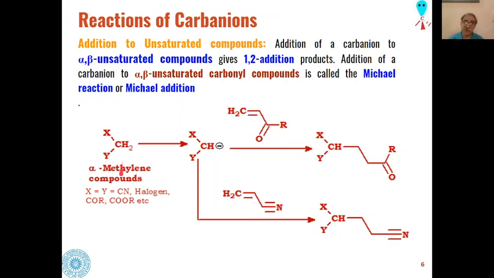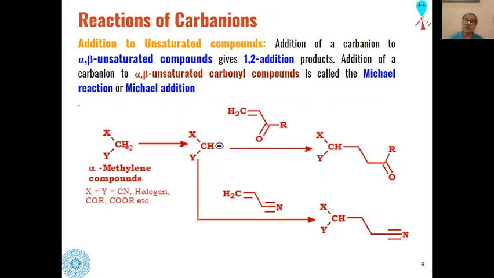Because X and Y are electron withdrawing in these types of compounds, this will create a delta positive charge at this carbon due to the inductive effect, and these protons will become acidic protons, and they can be easily removed by the base. That is why these types of compounds are called alpha methylene or active methylene compounds. They are called active methylene because this methylene group becomes very active because of the presence of the electron withdrawing X and Y groups.